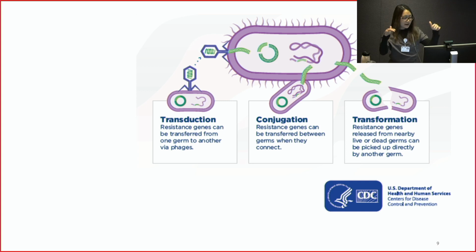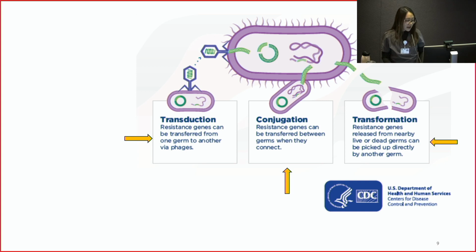On the top here is the body of the bacteria. When the bacteria figure out a way to overcome that effect, they produce what are called resistant genes. The first way is that the resistant gene can be transferred from one bacteria to another by phages. Phages are that robotic-looking mechanism that grabs the gene from this bug and transfers it to the other bug. The next way is that the resistant gene can be transferred between two connected bugs.